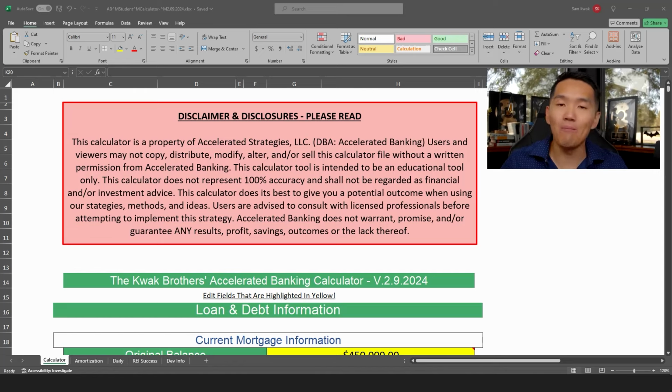I'm going to show you the math behind the accelerated banking strategy, aka using a line of credit to pay off your mortgage faster. In this video, I'm not going to hold anything back. I'm going to show you all the math. I'm going to show you it's not some magic, it's not some overhyped concept, but it's simply leveraging different financial products and tools that are available to us by the banks to maximize interest savings as well as time.